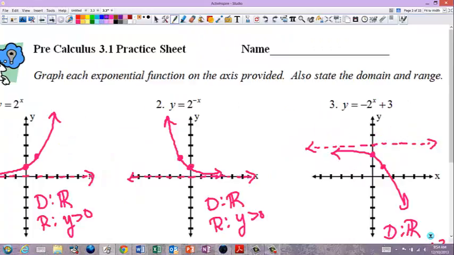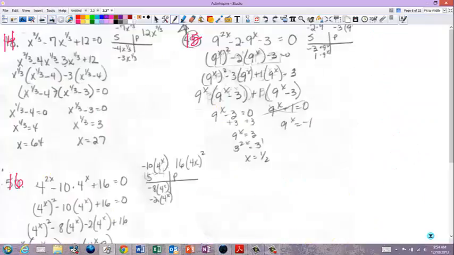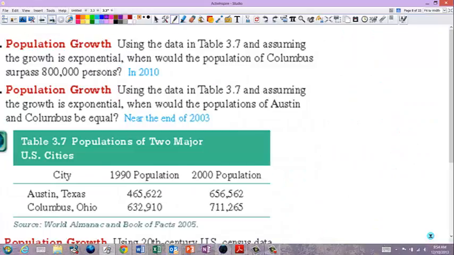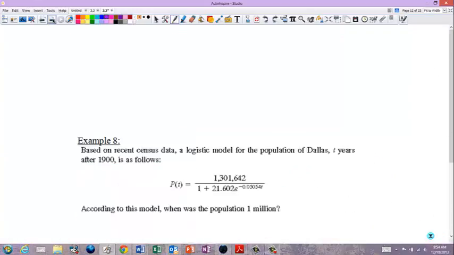So here's your homework. We'll look at homework when I get back. Flipping through all that. And not going to do those examples.